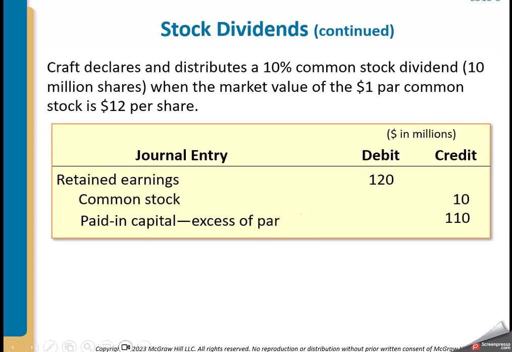In this example, say it's a 10% stock dividend, and we have 10 million shares outstanding. We're going to issue 10% of 10 million. So that's going to be an additional 1 million shares that are going to be issued, and they have a $12 market value. So then that's going to be 120 million debiting our retained earnings, the 10 million coming out of our common stock, 1 million shares times the $10.